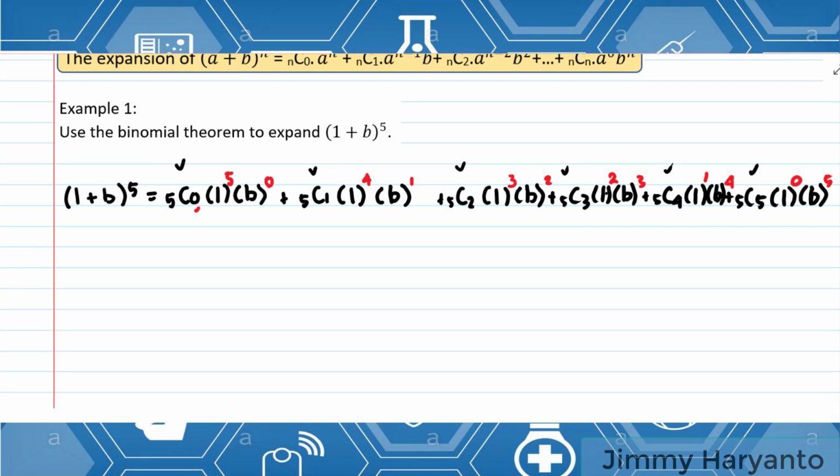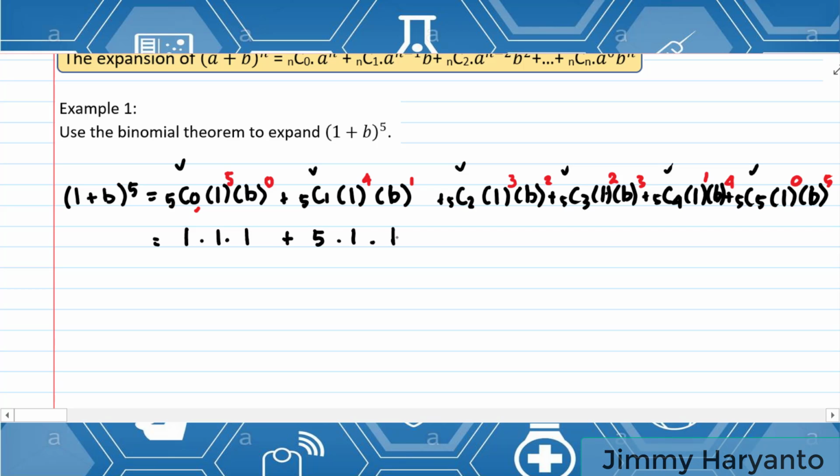For calculating 5C0, you can use your calculator. Find a button that looks like this: box, then C, then box. You have to press shift first. Then put 5 in the first box and 0 in the second box. You will get 1 as the result, and this one also 1, and this one also 1, and for this one we will get 5 as the result.